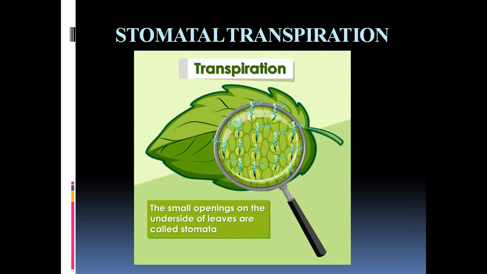Stomatal transpiration: here the plant is losing water in the form of vapor through stomata present on the surface of the leaves, especially on the underside of the leaves in dorsiventral, dicot leaves. About 90 to 93% of transpiration takes place through stomata. Very little transpiration takes place through lenticels and cuticle. So about 90 to 93% of transpiration takes place through stomata.